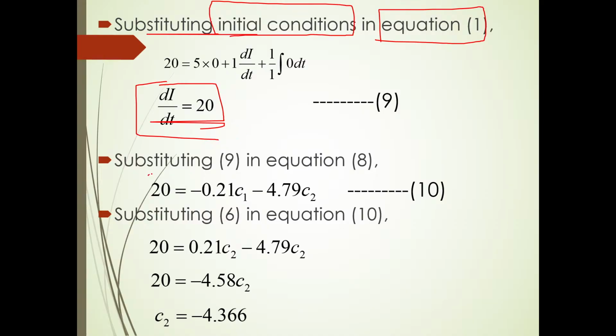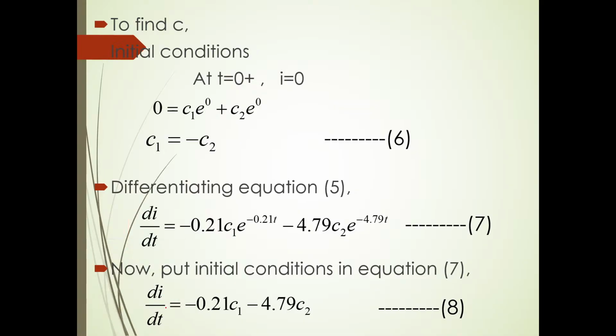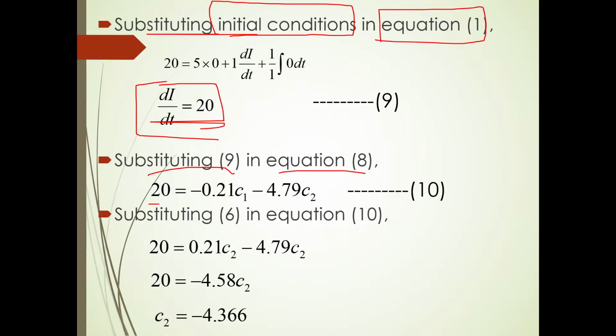Now we can substitute equation 9 in equation 8. This is our equation 8. I will erase all those. di by dt is equal to minus 0.21 C1 minus 4.79 C2. So instead of di by dt, I must write 20. Substitute 9 in 8: 20 is equal to minus 0.21 C1 minus 4.79 C2. Consider it as equation number 10.